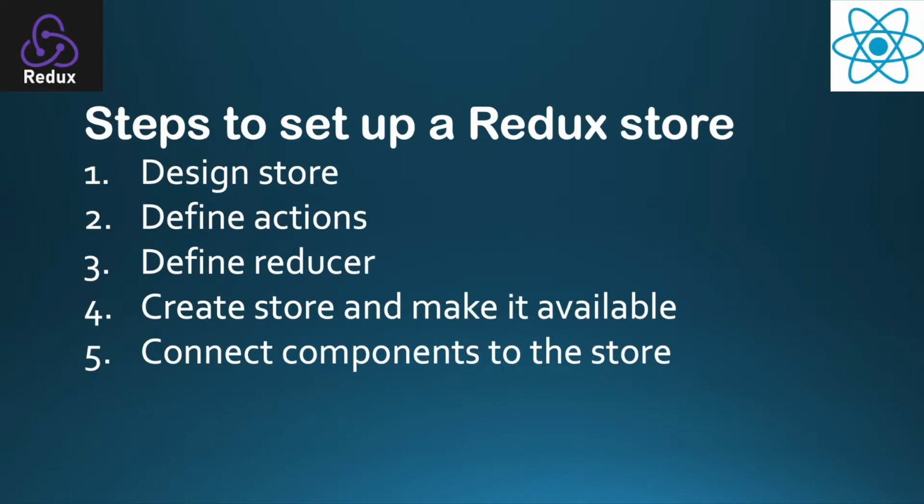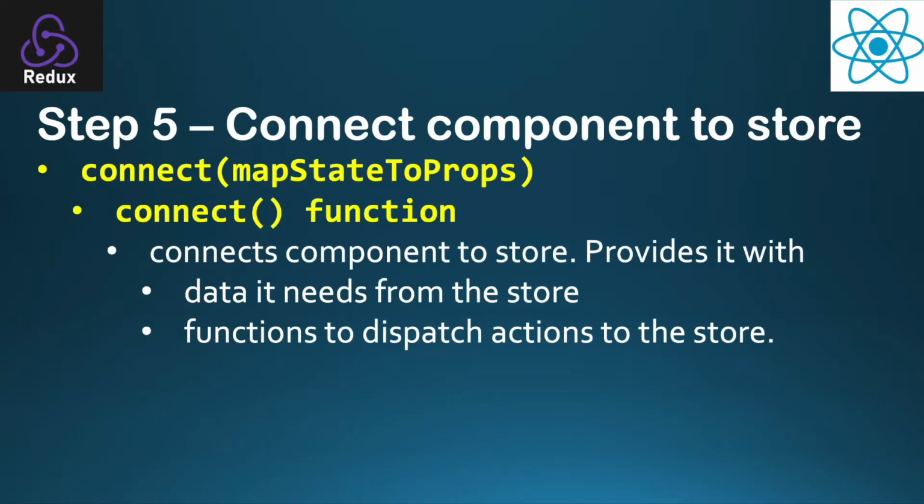Then what is step 5? Connect components to the store. To connect components to the store, we use this function connect with a parameter mapStateToProps. So what does the connect function do? The connect function connects the component to the store and it provides it with two things: data it needs from the store to display or anything it wants to do with the data, and functions to dispatch actions to the store. To interact with the store, it provides us with functions to dispatch actions to the store.